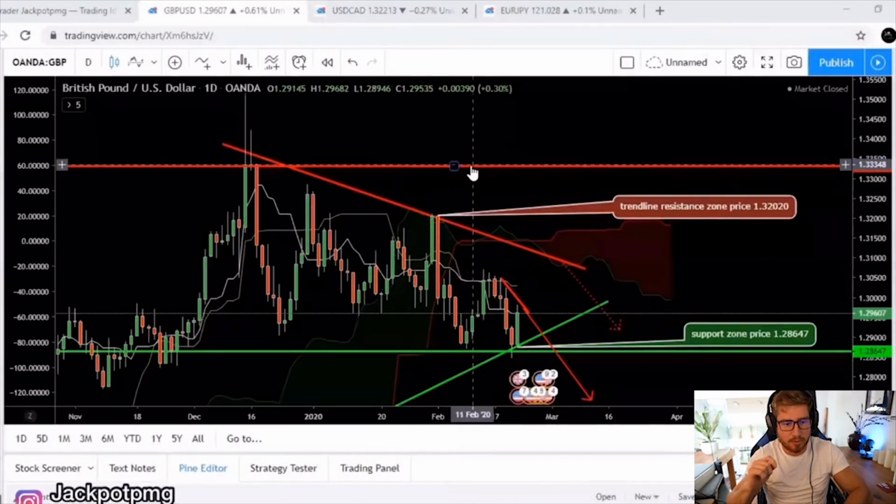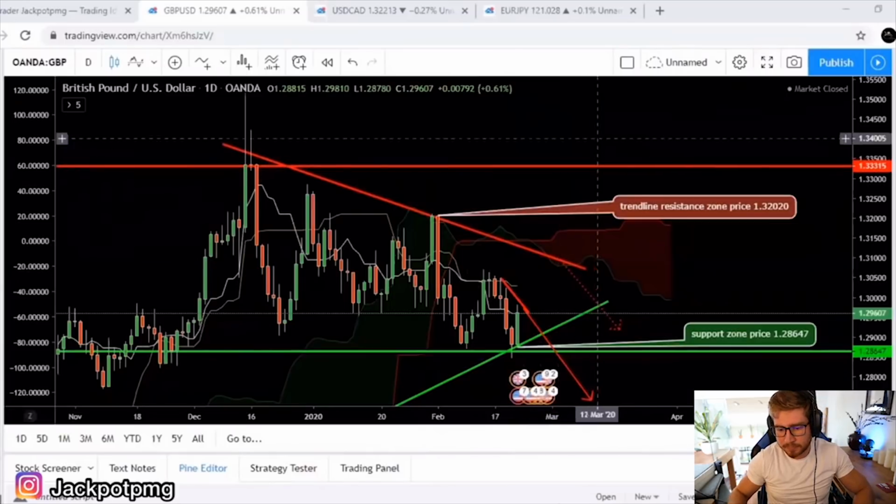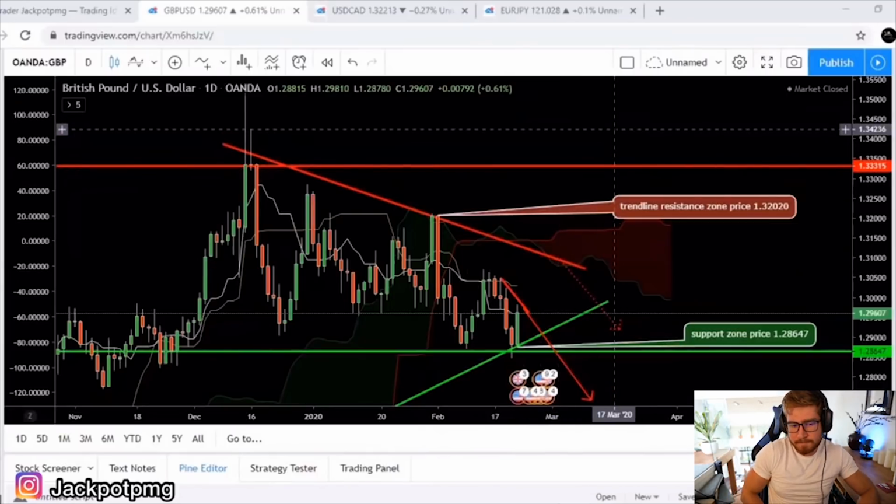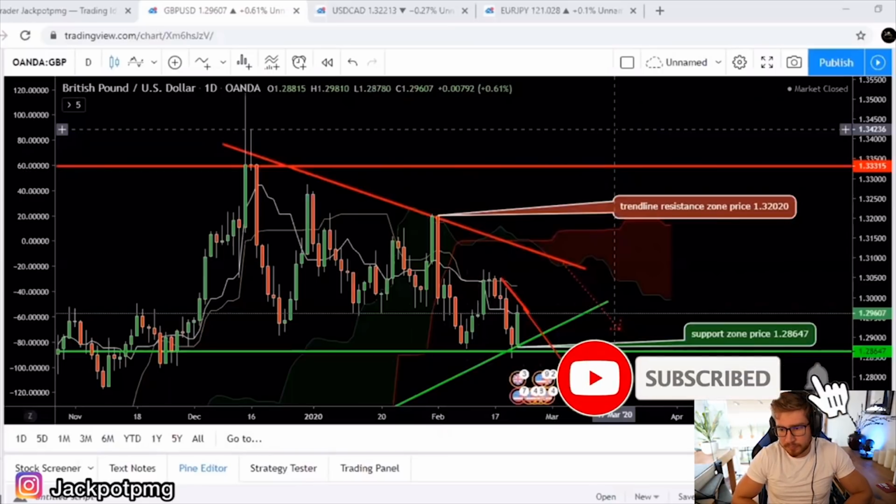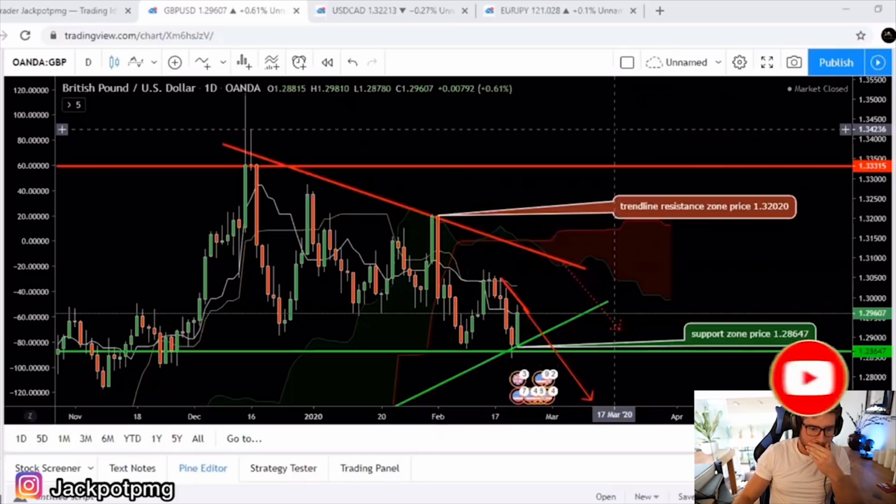All right, there's this barcode. Hey, this is Jackpot here. In this short video, I'm going to show you how to use the jackpot strategy to find confirmation to make a decision to buy or sell in the Forex market. And of course, you guys know the jackpot strategy is based off 3 major indicators.